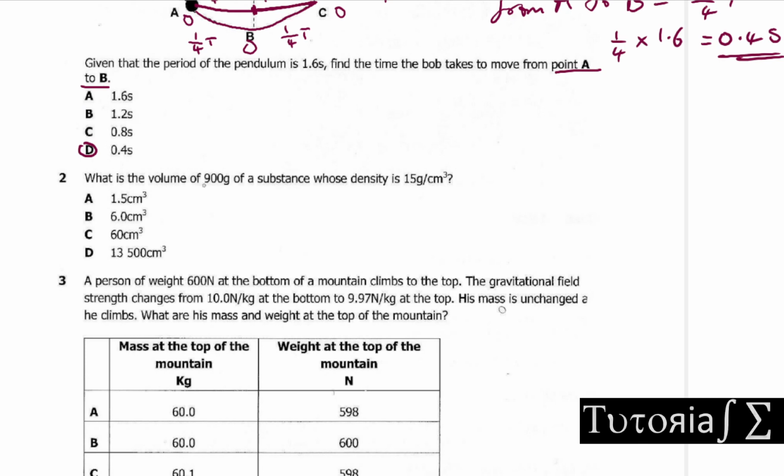What is the volume of 900 grams of a substance whose density is that much? So volume is what we're looking for. We know that density is equal to mass over volume. So making volume the subject of the formula is as simple as cross multiplying. This times that will be volume times density, then this times that is just equal to mass. Then we want volume, so we divide both sides by density. We remain with V, which is mass over density.